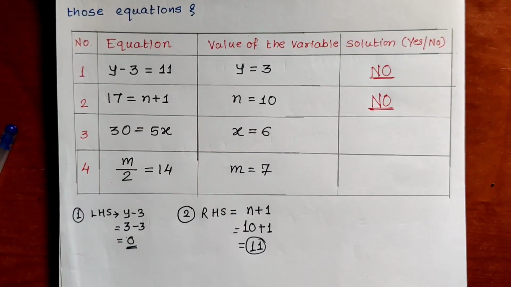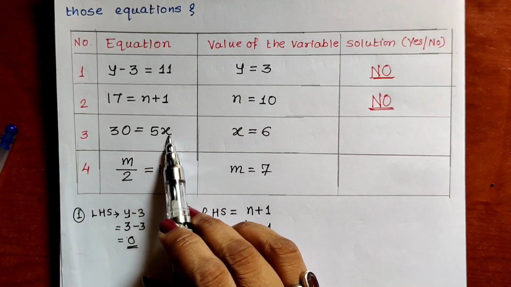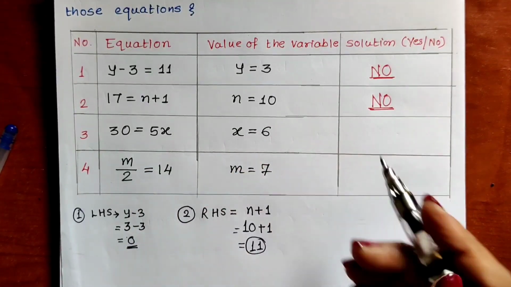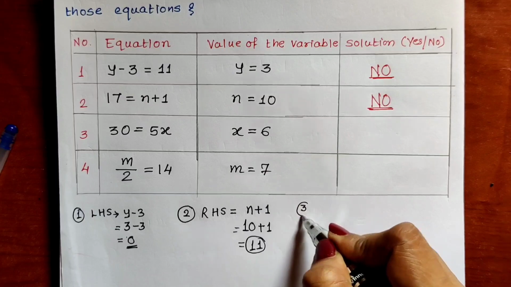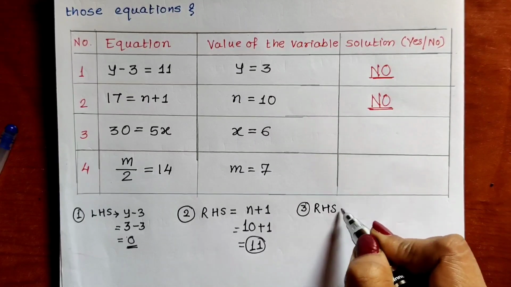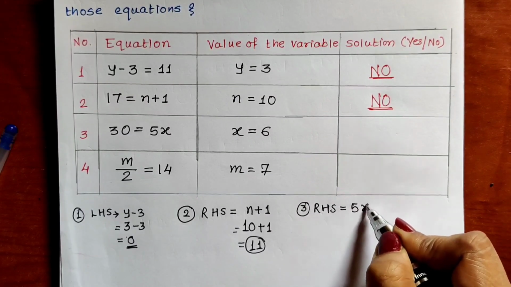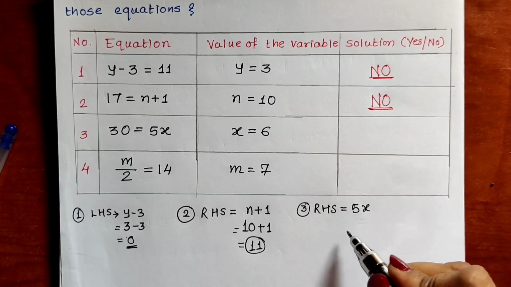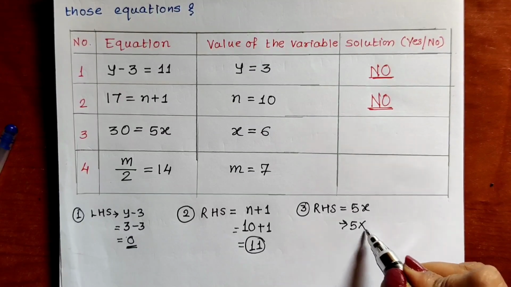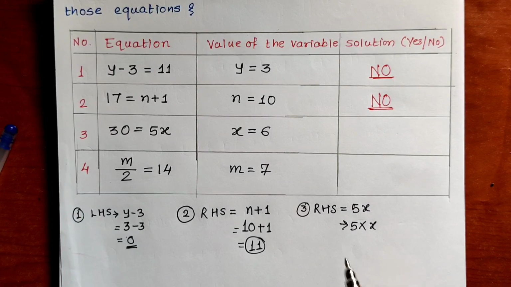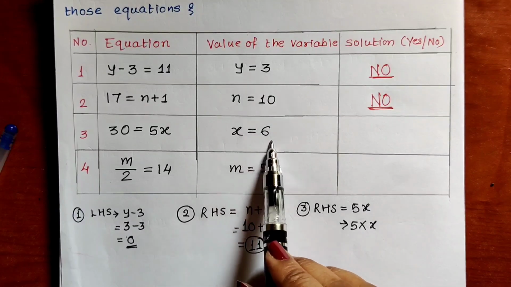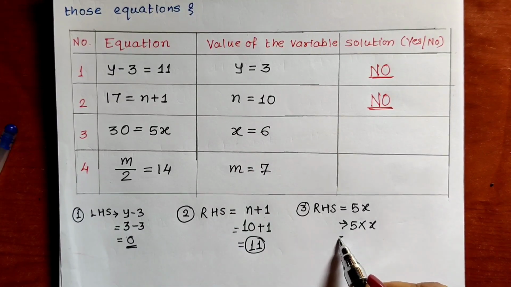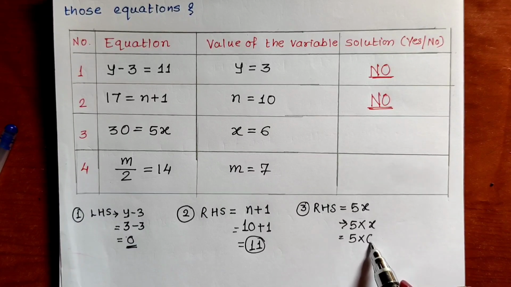Now the third one. In the third, 5x, the variable side is the right hand side. So I write, third also, right hand side is the variable side. 5x is there, that means 5 multiplied by x. 5x means 5 multiplied by x. Okay. So in place of x we have to write 6 now. The x value is given as 6. So let us write. 5 as it is I write, multiply sign as it is I write. In place of x I write 6.